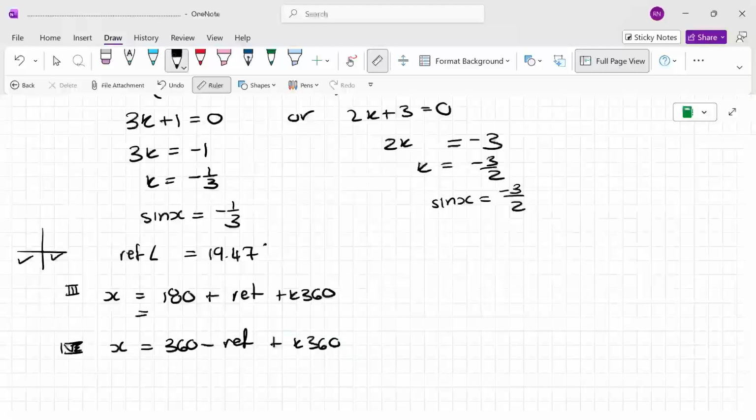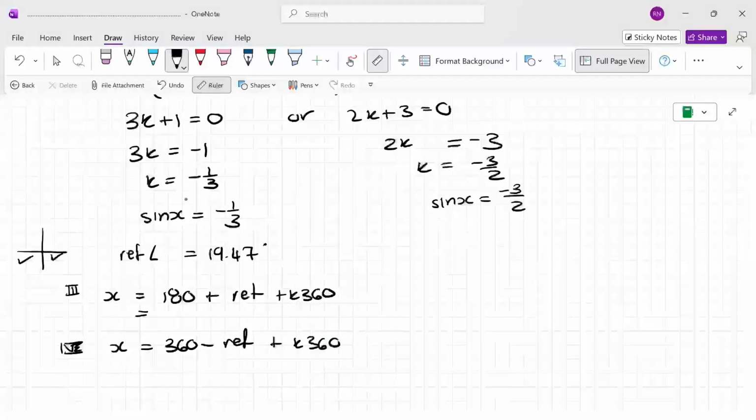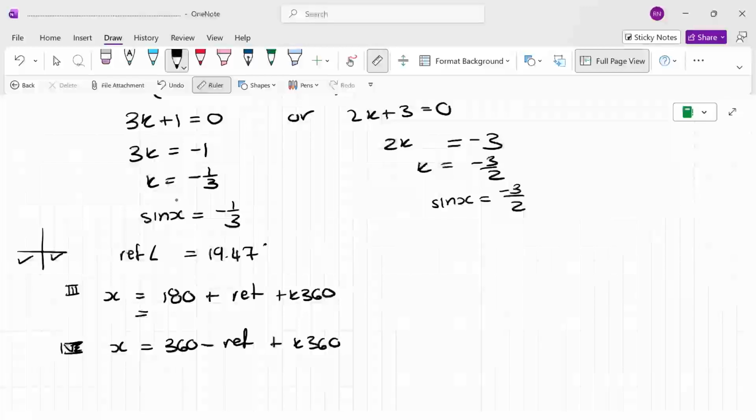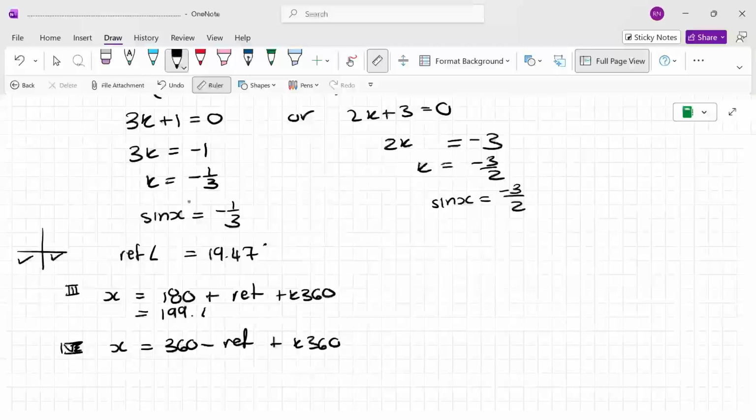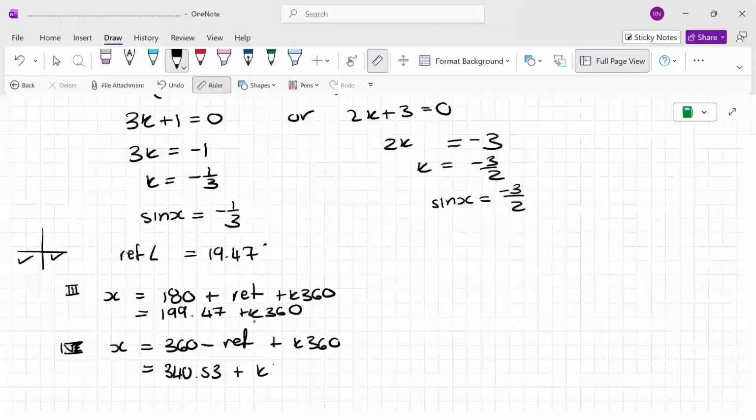Let's see. My reference angle here is going to be 19.47. So what is 180 plus 19.47? That's going to give me 199.47 plus k 360. And then this is going to be 360 minus the reference angle, 360 minus 19.47. That is going to give me 314.53 plus k 360.